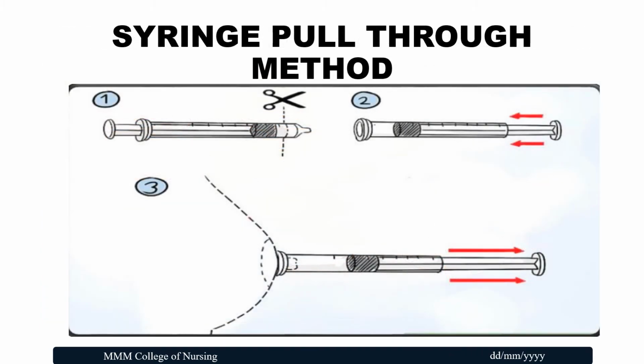Second one is the syringe pull-through method. Women with inverted nipples are trained to use an inverted syringe and apply gentle negative pressure around the nipple to evert it. This procedure can be repeated before each breastfeed as long as required. So these are the two types of treatment: first one is the Hoffman technique, second one is the syringe pull-through method for inverted nipples.